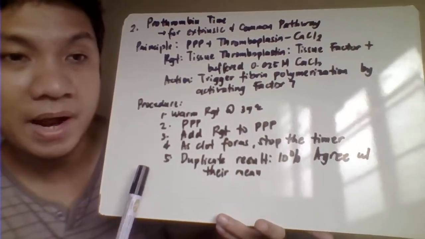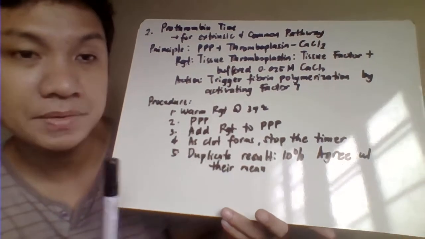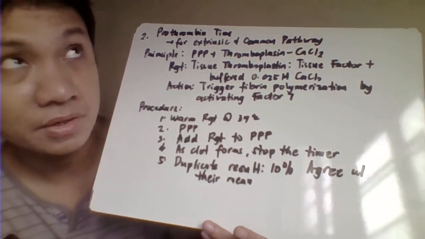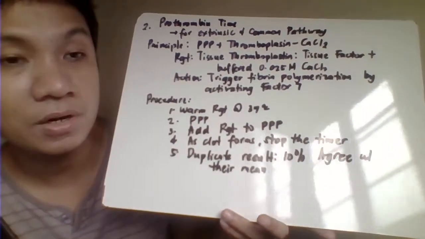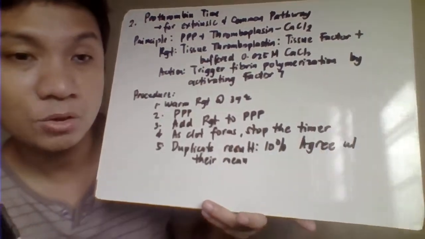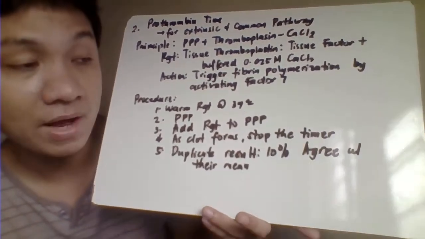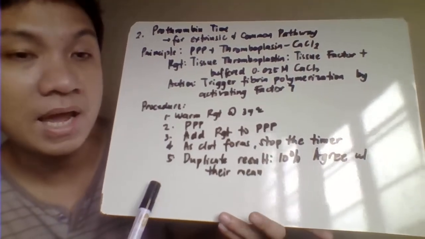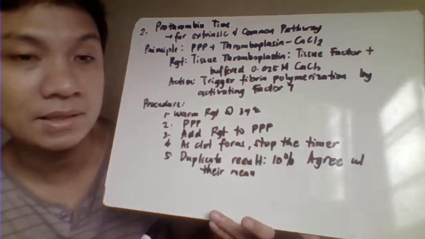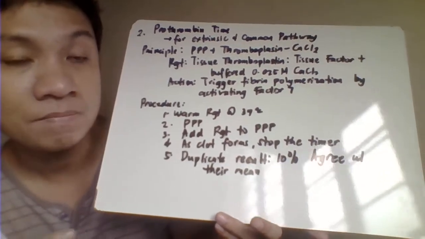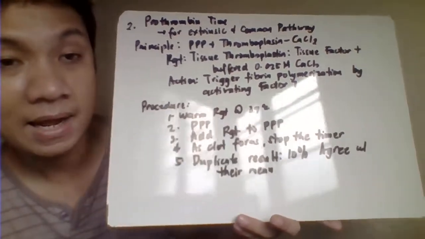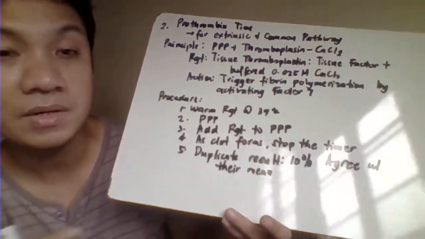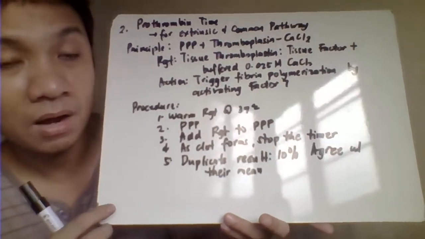Then, you need to run your control, and the result of the control should be within the control level in order for you to consider your sample here as valid. So, you can duplicate your test procedure, and when you are doing that one, dapat ang difference ng dalawang result here would be 10% lang. Should not be more than that. Pag more than that, na sobrang layo ng result nila, then you need to repeat your procedure.